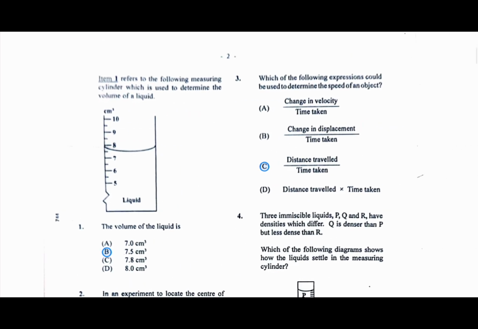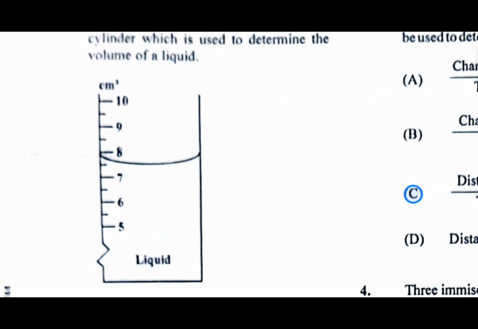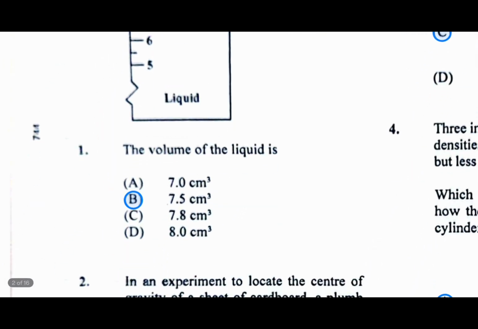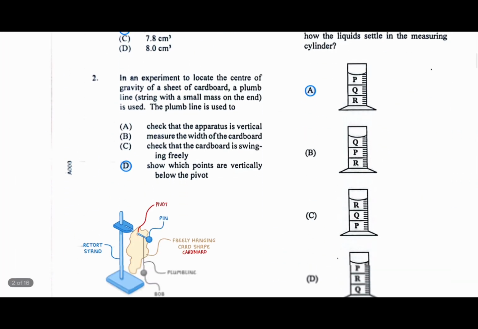Question 1. We have to figure out the volume of a liquid. Anytime you want to figure out the volume of a liquid, you're going to take your reading at the base of the meniscus. So the base of the meniscus would be right here. Notice my reading is in between 7 and 8, so this is going to be 7.5 because it's in the middle. So my first answer is B, 7.5 centimeters cubed.